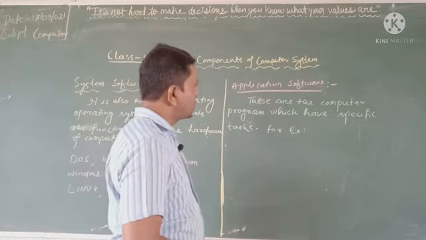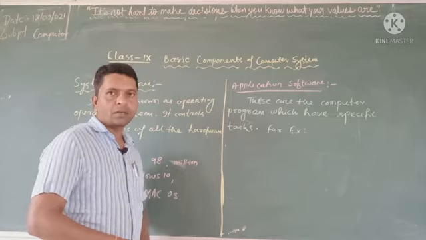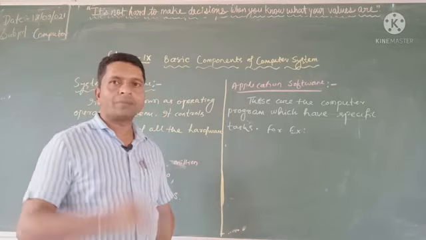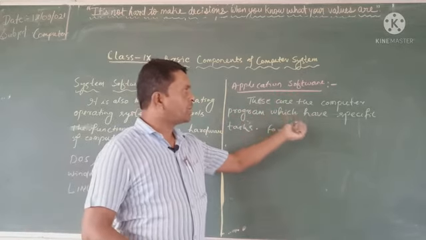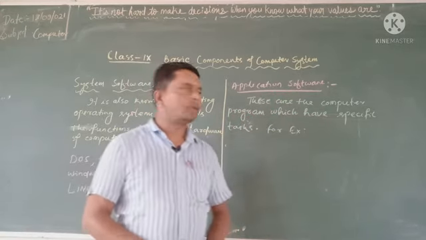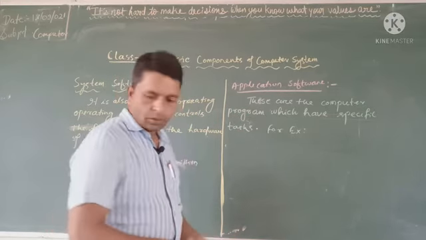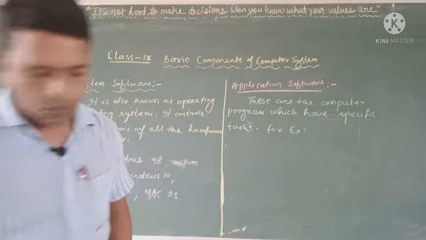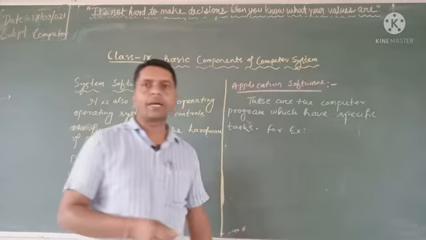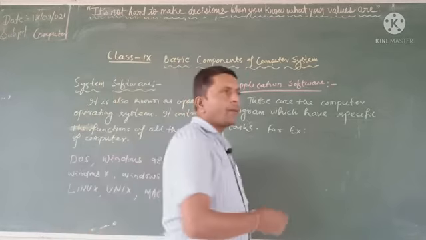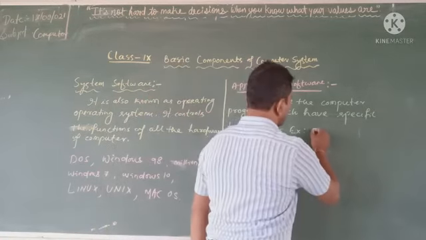So what is application software? These are computer programs which have a specific task. It is also called software. All different tasks have different softwares. We need to install different types of softwares to do a specific task. For example, to type a letter and make documents you need a program called Microsoft Word, which is a word processor.